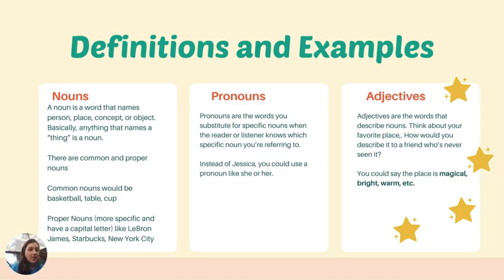All right, so nouns. On the left-hand side here, a noun is a word that names a person, place, concept, or object. Basically, anything that names a thing is a noun. There are common and proper nouns. We can talk about singular and plural nouns, but really, let's just remember that a noun names a person, place, or thing. So I've listed some common nouns here, like basketball, table, cup, and then I showed you some proper nouns, like LeBron James or Starbucks, New York City.